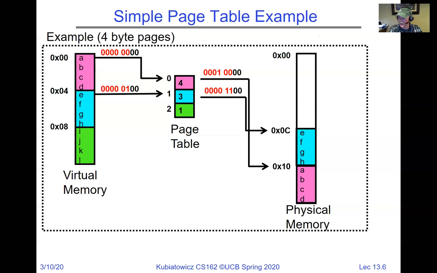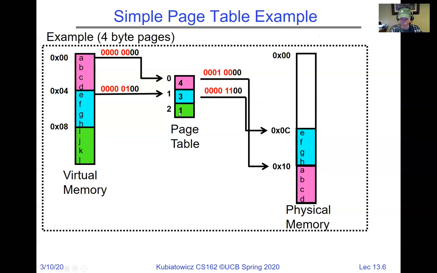So the question on here is, why is the virtual page number 6 bits? Don't we just need 2 bits for it? That's a good question. The answer is that in this architecture, we have an 8-bit architecture, and so we need to fill out all the bits. And so we need all 6 bits, even though we don't have many pages in our page table.